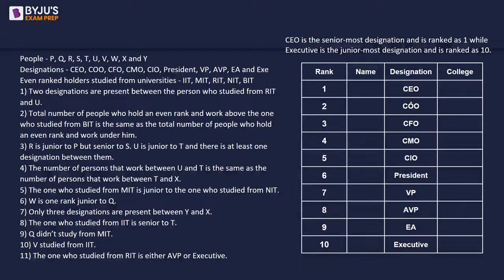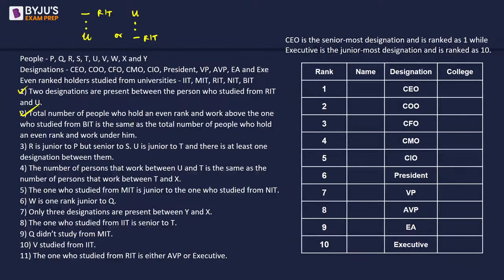So the table is going to look like this. Rank is given, designation is given, and then we have name and college. So let's begin. The first point says 2 designations are present between the person who studied from RIT and U. So U is the name of a person, RIT is the name of the college. So we can have RIT, then 2 designations, and then U. Or we can have U, 2 designations, and then the person who studied from RIT, right? One of these 2 will happen. Don't know where to put.